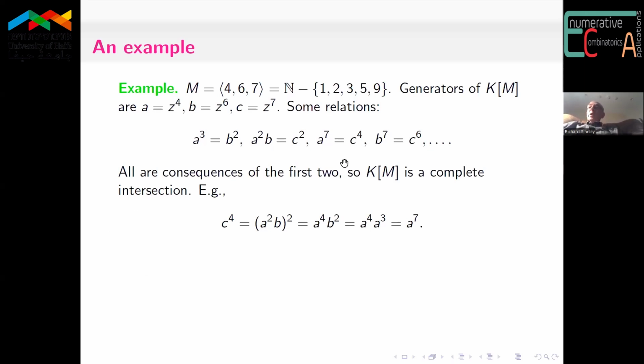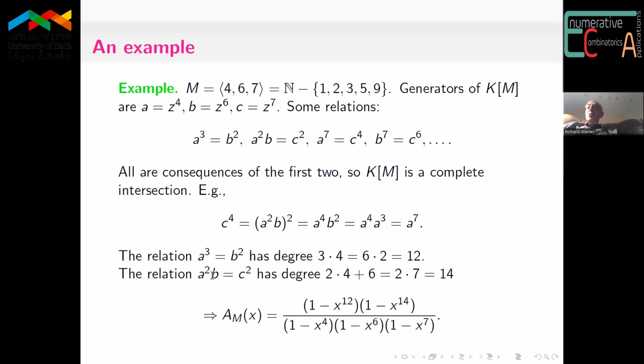For instance, to get the relation C to the 4th equals A to the 7th, we take C to the 4th. Well, C squared is A squared B, so this is A squared B squared, which is A to the 4th B squared. But A cubed equals B squared, so we can replace B squared by A cubed. So we get A to the 4th times A cubed, which is A to the 7th. So we get the relation C to the 4th equals A to the 7th. It's a consequence of the first two. All of the relations are consequences of the first two, so we have a complete intersection.